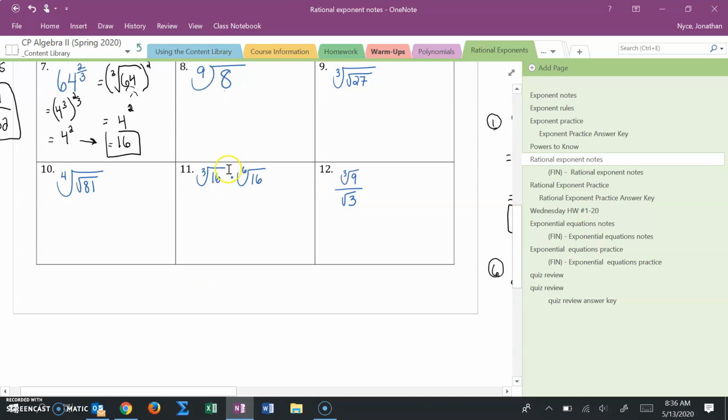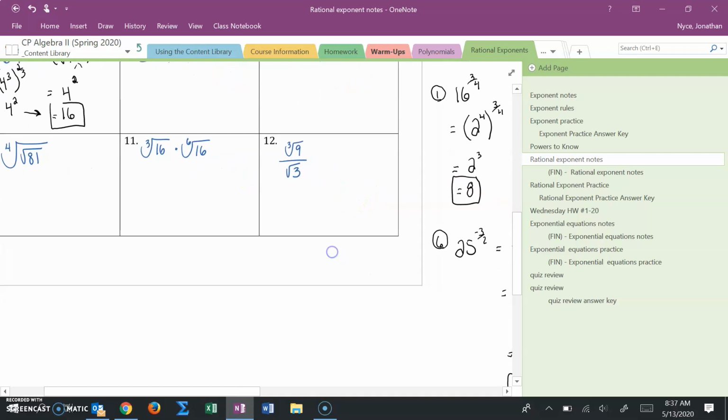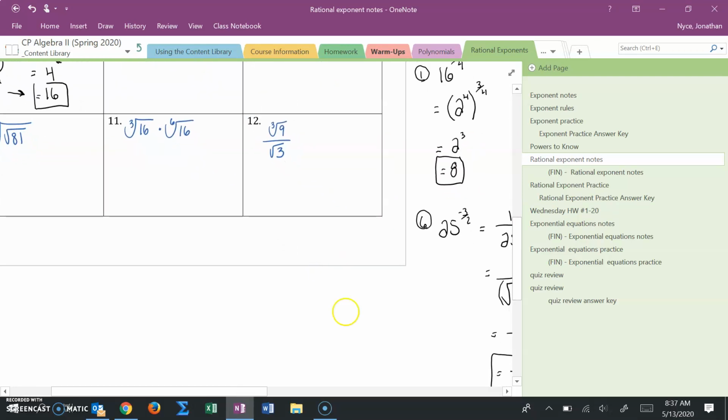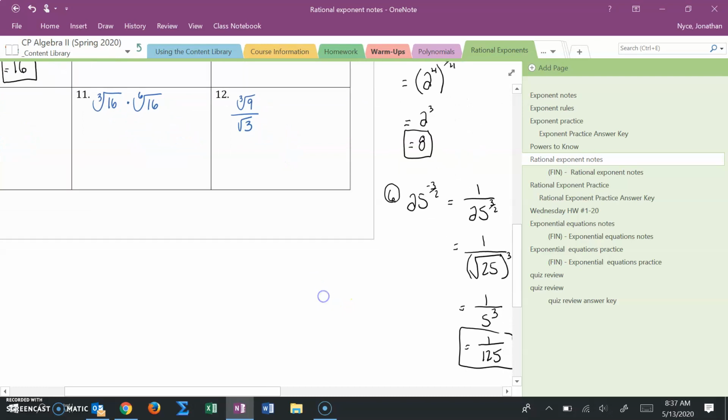Looking at 11 and 12, here in number 11 we're multiplying two radicals. In order to multiply radicals, the indexes have to be the same, and in this case we have an index of 3 and an index of 6. So with radicals, there's nothing we could do here. That's as far as we could go. We could try to break down 16 in both cases, but then the indexes still would not be the same, so we still could not multiply. Same thing with dividing. This is one of the big benefits of rational exponents. It lets us do things that we could not do with radicals.